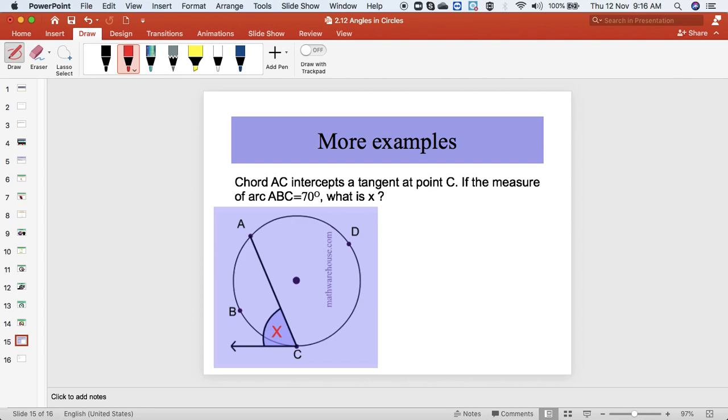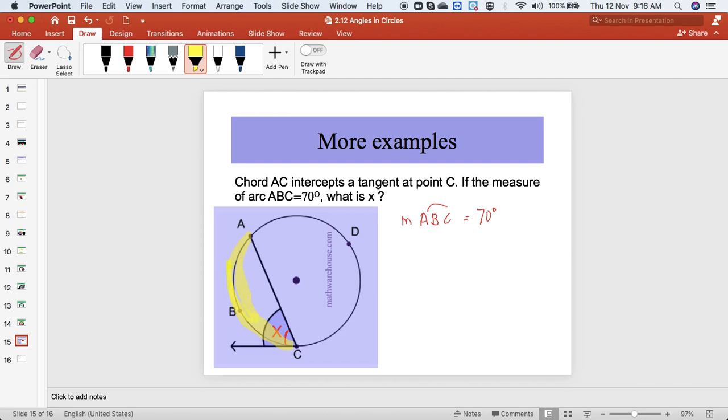Chord AC intercepts a tangent at point C. If the measure of arc ABC is 70 degrees, what is x? So this is unknown, this part. The angle C or x is unknown. But there is a given measurement. The measurement of arc ABC, which is 70 degrees. And arc ABC is this part.